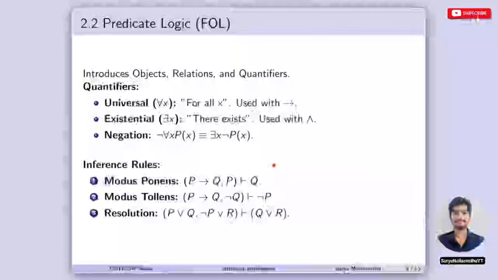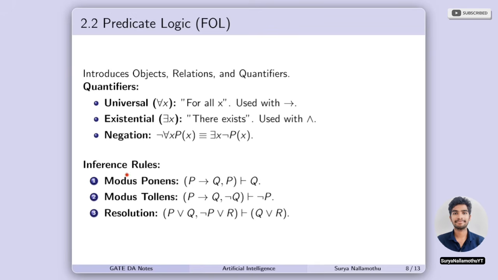Predicate logic. The universal symbol is for all x, used with the notations. These are the notations for there exists. This is the negation symbol we have. These are the inference rules we have: P implies Q, comma P, then the result will be Q. For modus tollens, P implies Q, comma negation Q, the result will be negation P. The resolution becomes P or Q, comma negation P or R, then it will be Q or R.